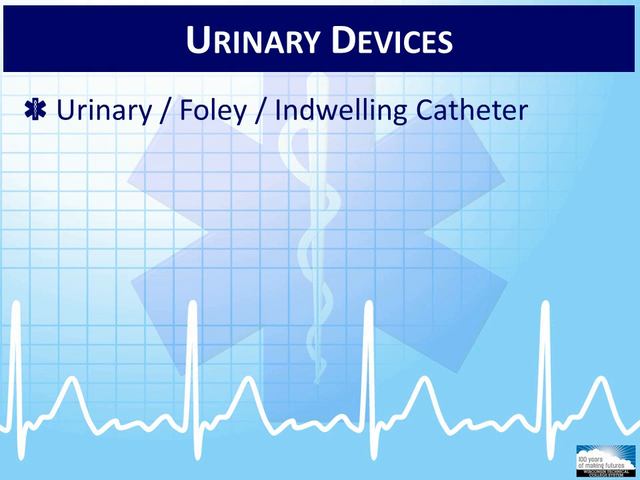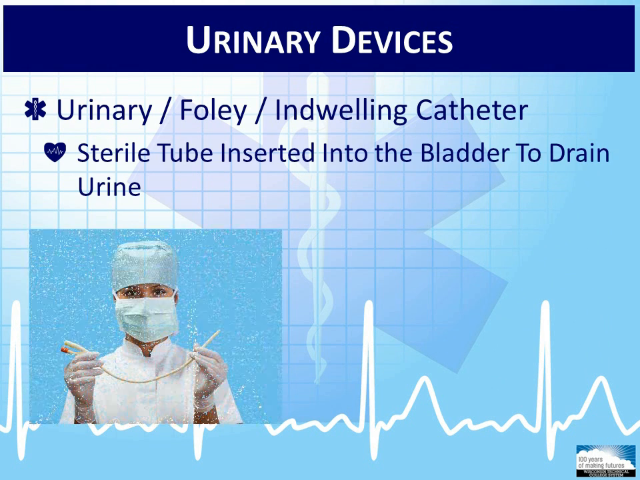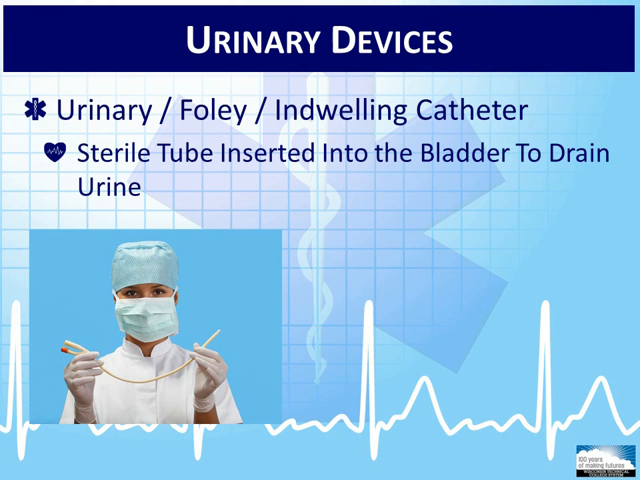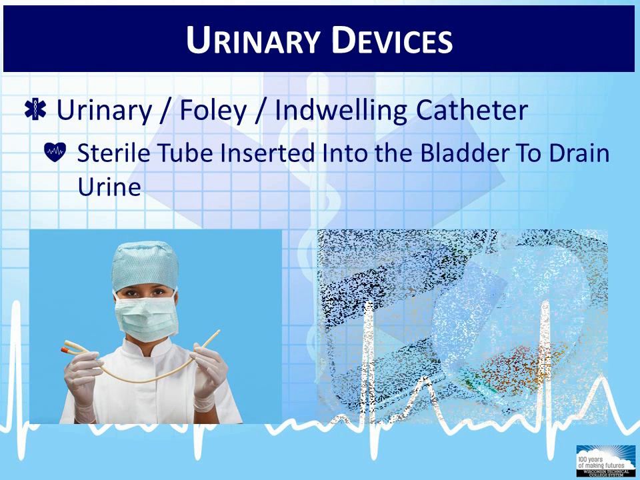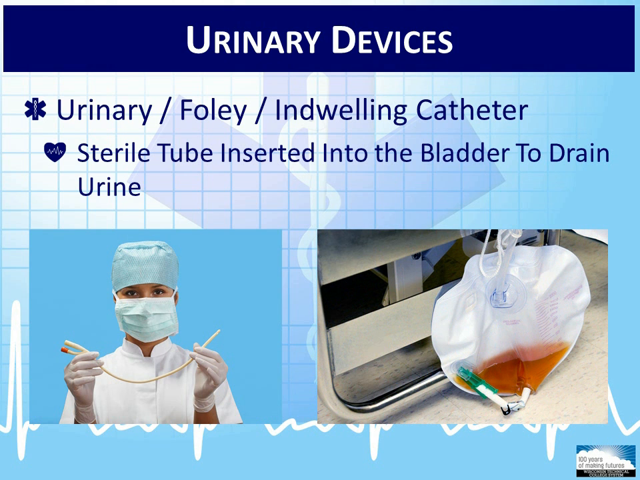A urinary catheter, also called a Foley or indwelling catheter, includes a sterile tube that is inserted through the ureter into the bladder to drain urine for patients that have lost control of their bladders or the ability to urinate on their own. The tubing is connected to a collection device such as a bag strapped to the patient's leg or a larger drainage bag that may hang on the side of the patient's bed.